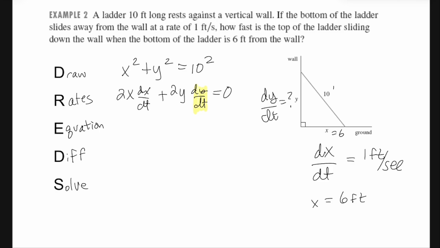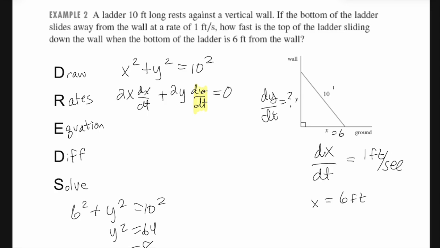Pythagorean theorem again. So I know that 6 squared plus y squared has to equal 10 squared. If there's a missing thing that you don't have, there's got to be a way to find it. In this case, it's just a triangle. At that exact moment, the bottom is 6, the hypotenuse is 10. Find the other leg by using the Pythagorean theorem. 36 from 100 is 64, so y is 8. So now we know x, dx dt, and y, so we can find dy dt.